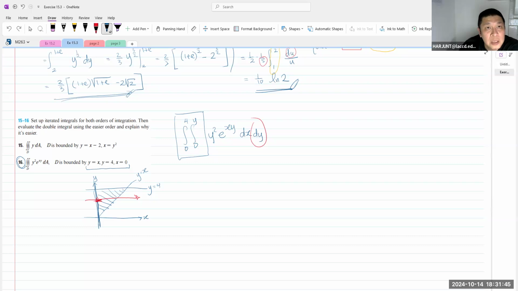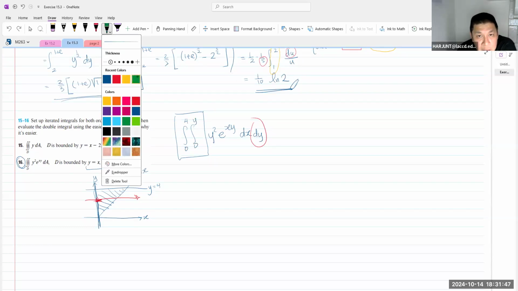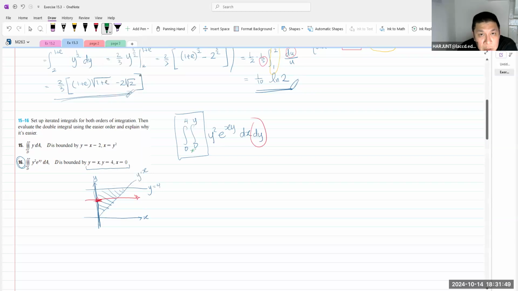Now you can think of this as the following. This is x equals 0, this is x equals y, because for the inner integral, the variable of integration is x. Now, is this easy to integrate? That's another story. Let's focus on the setup for now.